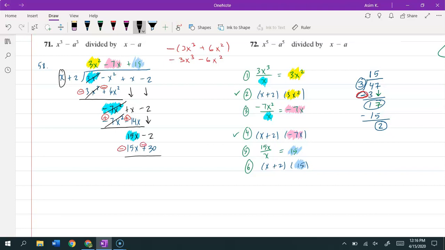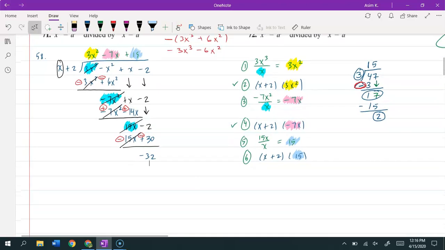So now when you switch the signs, you'll notice that the 15x and the 15x cross off. However, the negative 2 and the negative 30 are going to give you negative 32. And so that is like this remainder that you used to have at the bottom, right? Over here, that's like the remainder that you used to have.